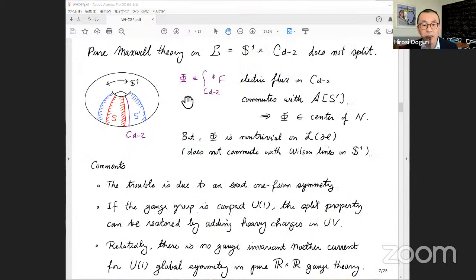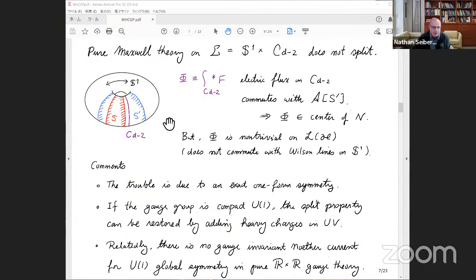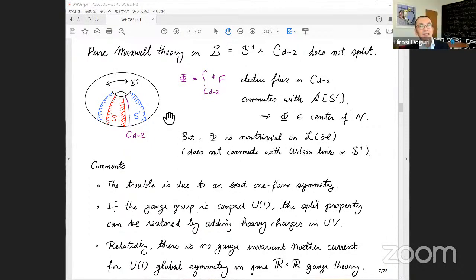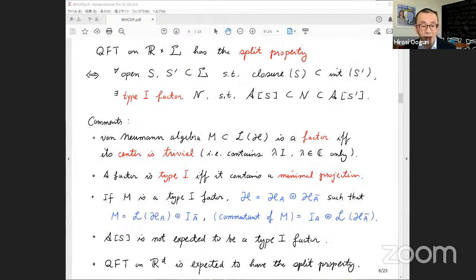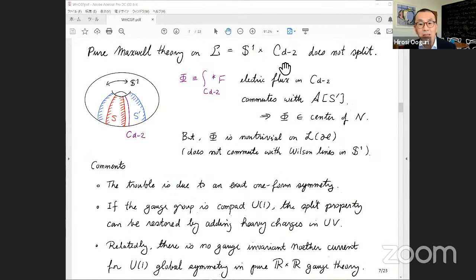Okay, so I'm going to give a counterexample to splittability. We can ask what happens if you put this space to be a lattice. Since Nati asked how non-trivial this is, I give you an example where this fails. The split property is expected to hold for Euclidean space, but does not necessarily hold for more non-trivial topology. So here is a counterexample.